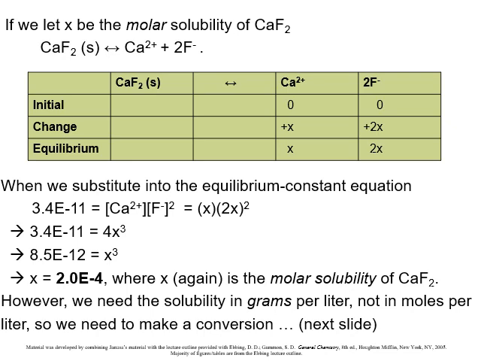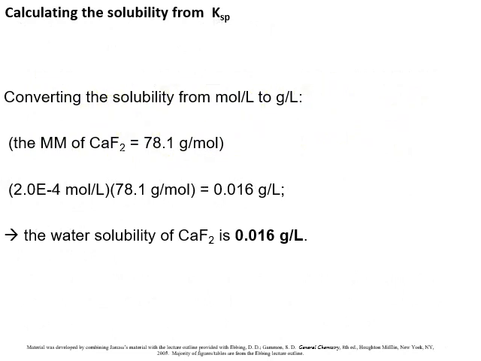Now they asked for this one as far as the water solubility rather than the molar solubility, so it's not a big deal here. The main thing is to get this number, this 2 times 10 to the minus 4th. If we wanted to convert it to grams, we just have to find the molar mass for calcium fluoride and multiply 2 times 10 to the minus 4th times that number. Next slide. So it's done kind of like halfway down. It turns out that the calcium fluoride has a molar mass of 78 roughly. So 2 times 10 to the minus 4th times 78.1 is 0.016 grams in a liter. That's grams per liter. So we call that the water solubility.